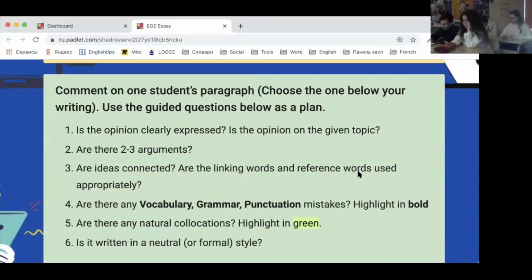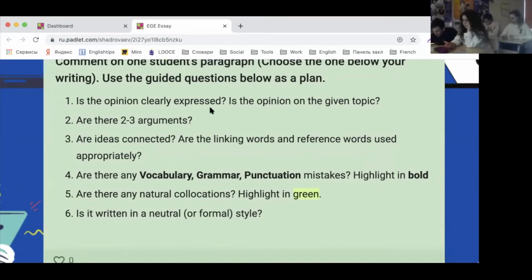Okay, so you read the one which is below your rating. So have a look. Is the opinion clearly expressed? Is it on the given topic? In your opinion, try to be experts now. Are there 2 or 3 arguments? Because that's the requirement. Are ideas connected? Are the linking words, reference words used appropriately? So all those he or she or them or it or that, is it okay? Look at vocabulary, grammar, punctuation.